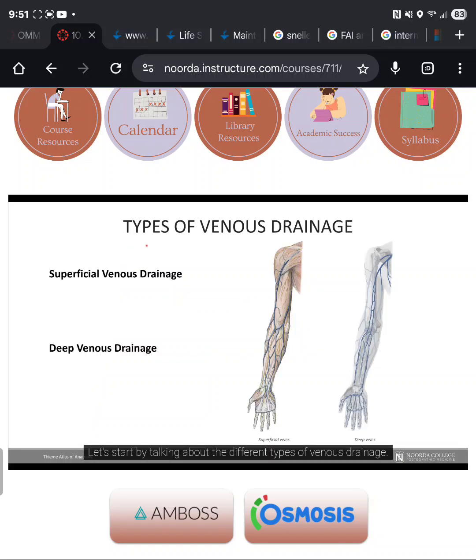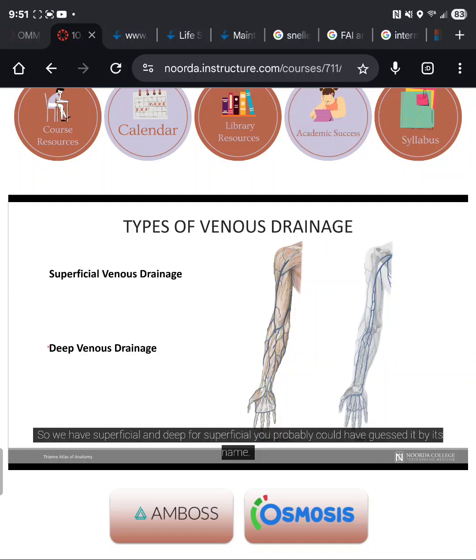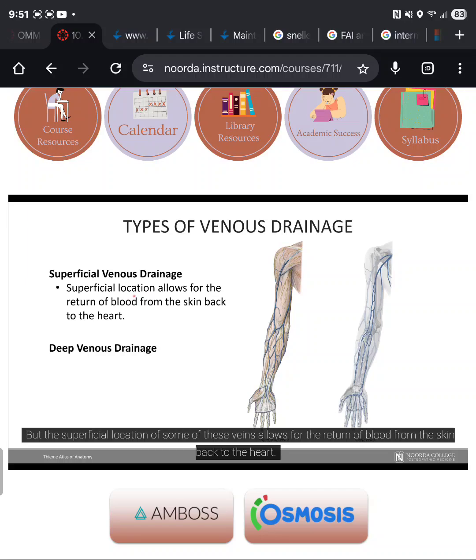Let's start by talking about the different types of venous drainage. So we have superficial and deep. For superficial, you probably could have guessed it by its name, but the superficial location of some of these veins allows for the return of blood from the skin back to the heart. And we can see that here, these superficial veins, they're outside or superficial to the fascia surrounding the muscles.